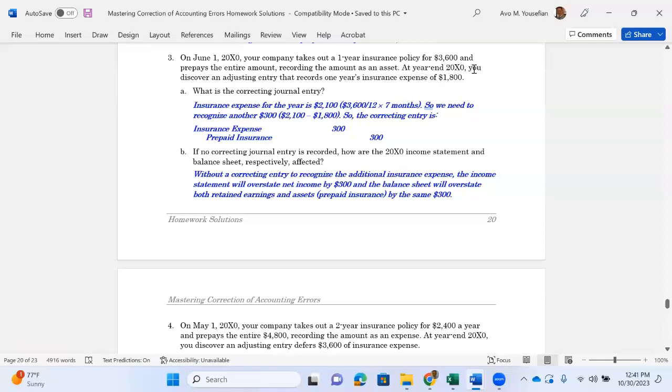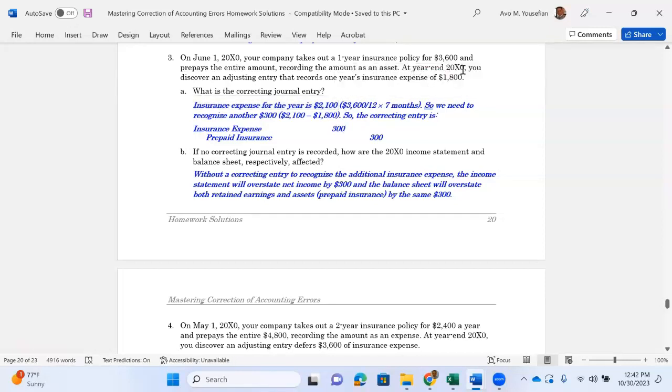At the year end, 2020, you discover an adjusting entry that records 1-year insurance expense of $1,800. So that's June. June is included. July, August, September, October, November, December. That's only 7 months, right? So $3,600 divided by 12, I think that's $300 a month. $300 a month times 7, that's $2,100 insurance expense. That's what we need, right? $2,100 insurance expense.